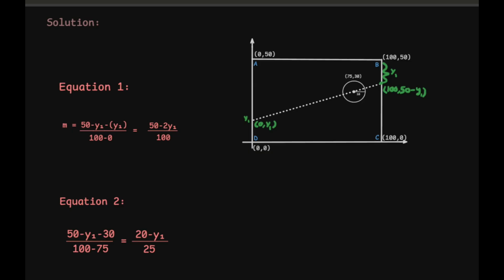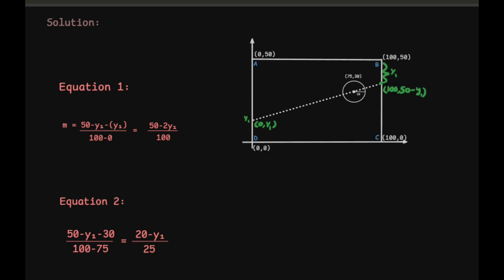So to solve for the slope of this given line, we need to find the slope of this line and the slope of this whole line and then equate them together. For the first equation, all I did was take this point and also take this point, and using the slope formula, y2 minus y1 over x2 minus x1, we get (50 minus 2 times y1) over 100, which is equal to the slope of this entire line.